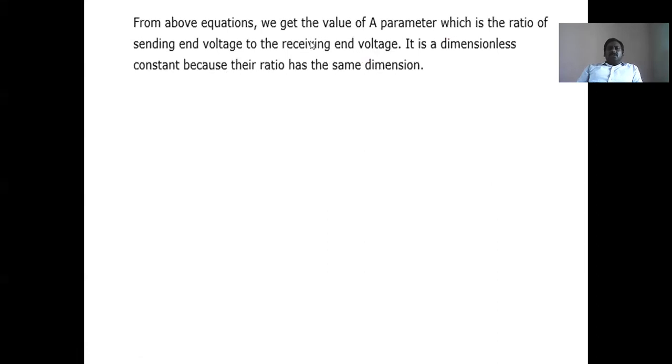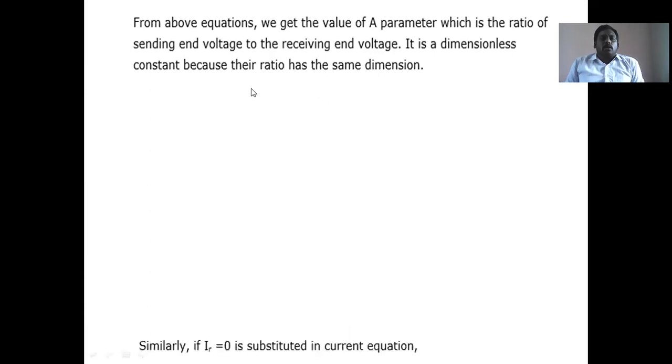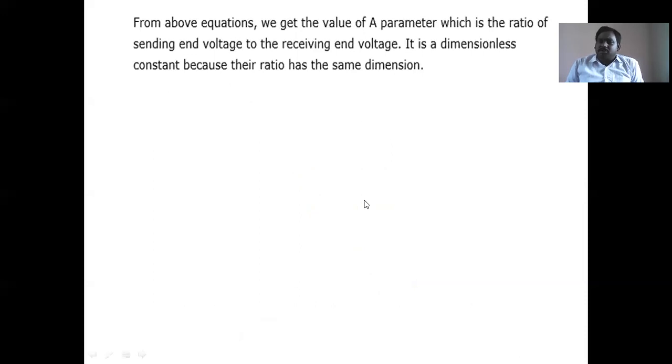From the above equations, we get the value of parameter A, which is the ratio of sending end voltage to receiving end voltage. It is a dimensionless constant because the ratio has the same dimension: Vs has volts, Vr has volts, so there are no units or dimensions. Similarly, if Ir = 0 is substituted in the current equation, Is = C·Vr. What is the current equation?